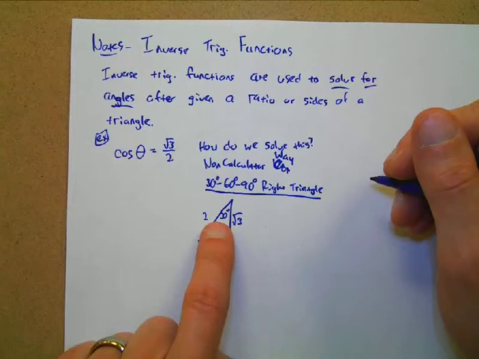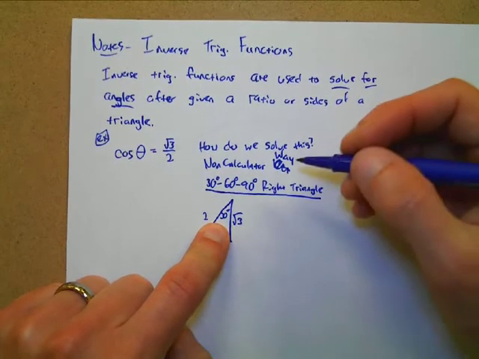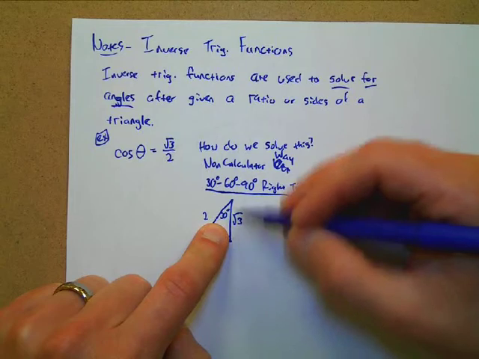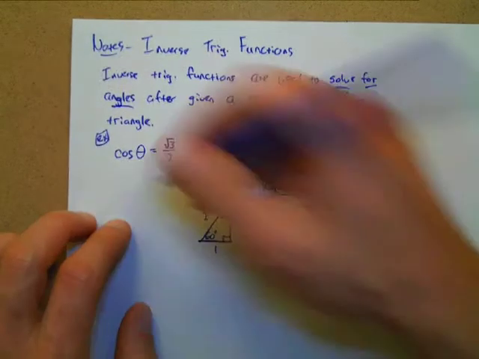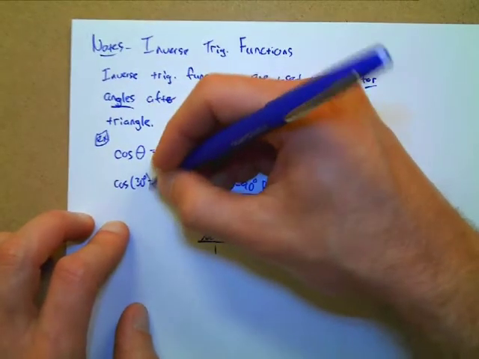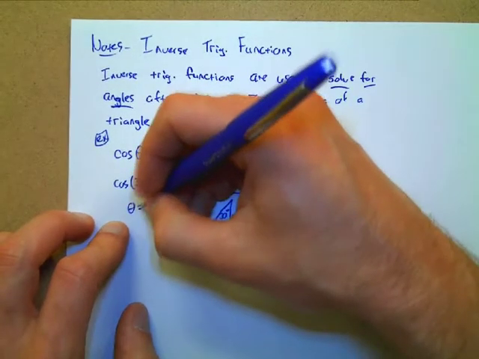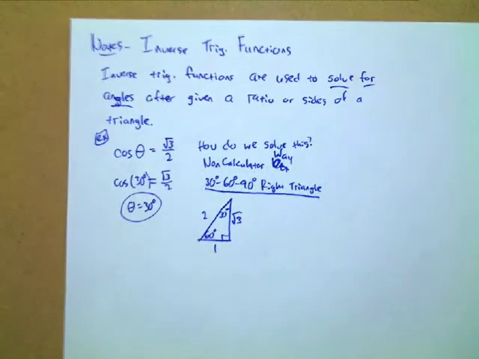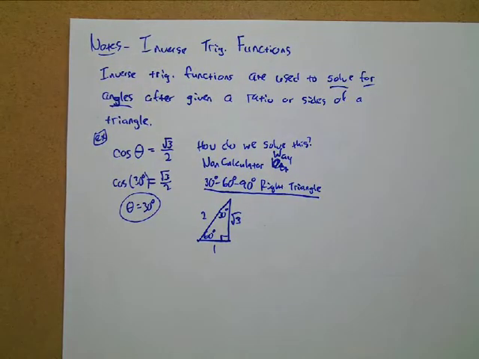What's the adjacent leg to 30 degrees? Root 3, right? And what's the hypotenuse? 2. So cosine of 30 degrees equals the square root of 3 over 2. So in other words, theta equals 30 degrees. The answer is 30 degrees.